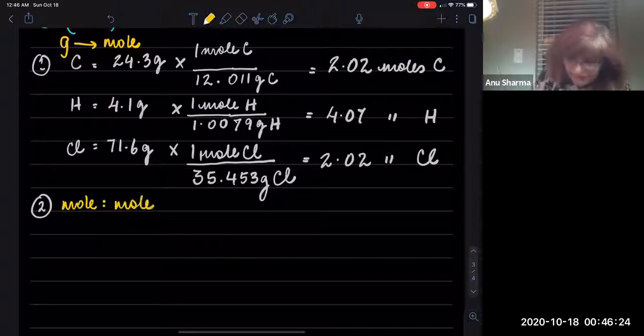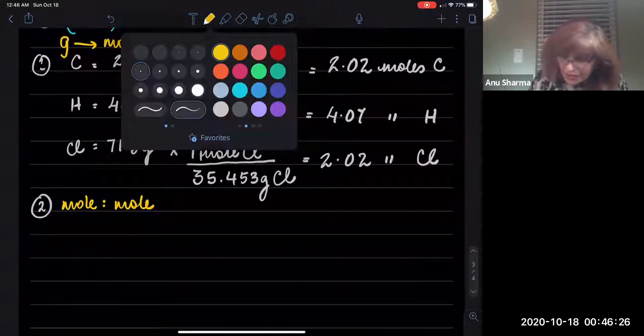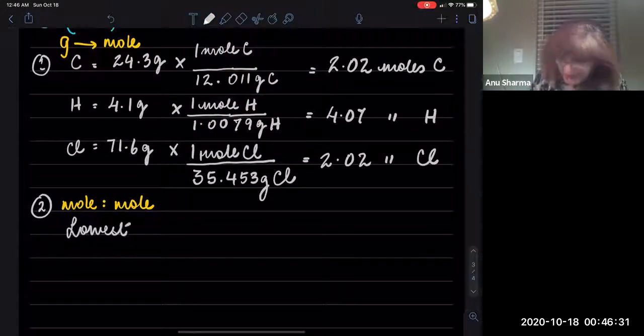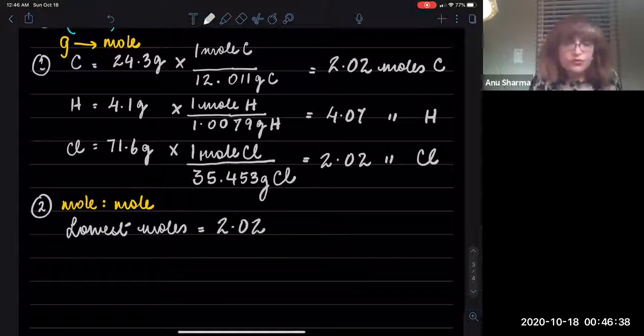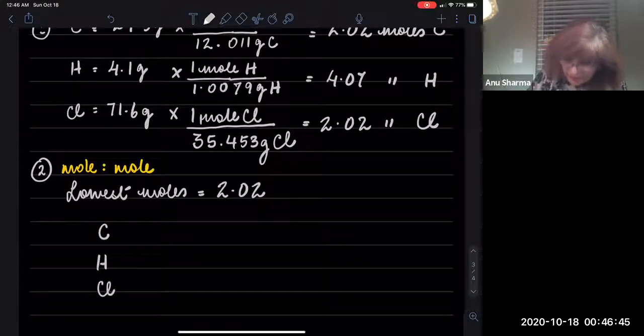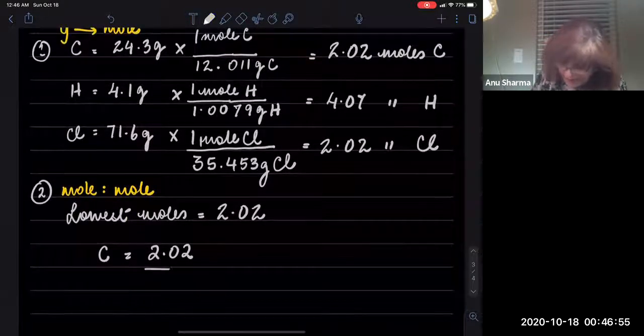Mole ratio. So how do we do this? The lowest moles we have is 2.02, it doesn't matter whether it's carbon or chlorine. Now you're going to take carbon, hydrogen, and chlorine, and put 2.02, the moles of carbon, divided by the lowest moles, 2.02.